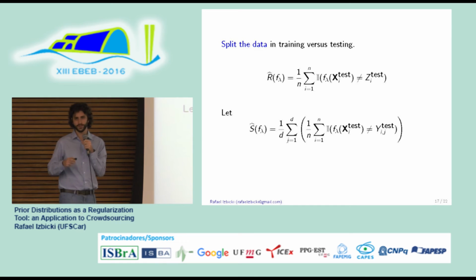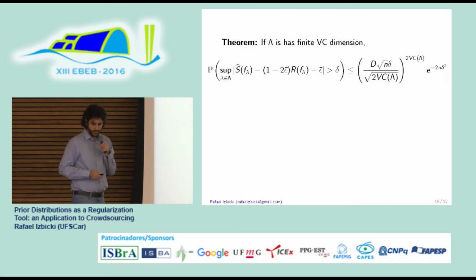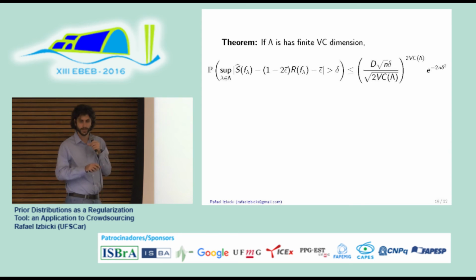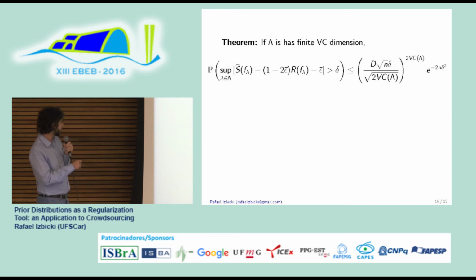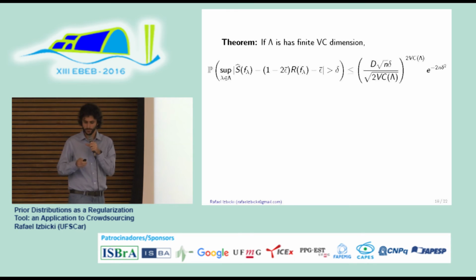And then we will look for the classifier that minimizes this score instead of this score, because we can't compute this score. And then, well, we proved the theorem here. I won't go into the details, I won't have time for that. But it essentially bounds how far our score is from a monotonic transformation of the true risk function that we can't compute. Okay?